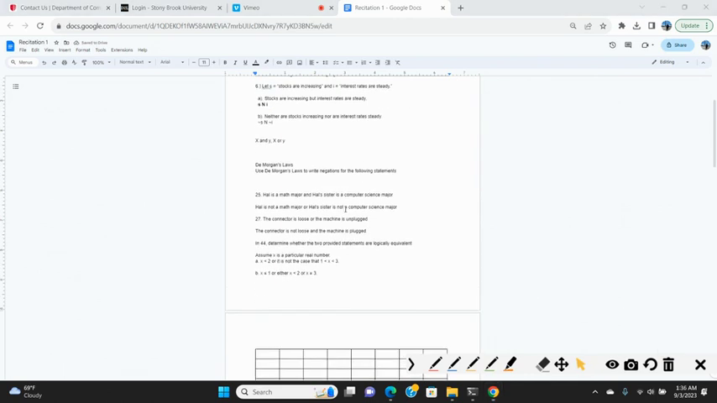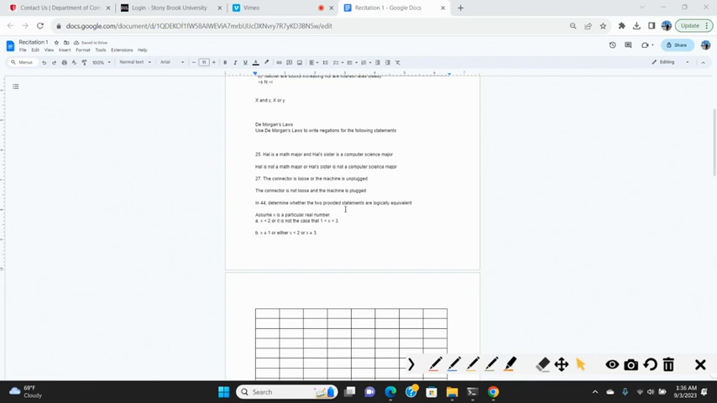And that is how we utilize De Morgan's laws to solve these problems. So, now we go into how to utilize truth tables to express the truth value of statements.